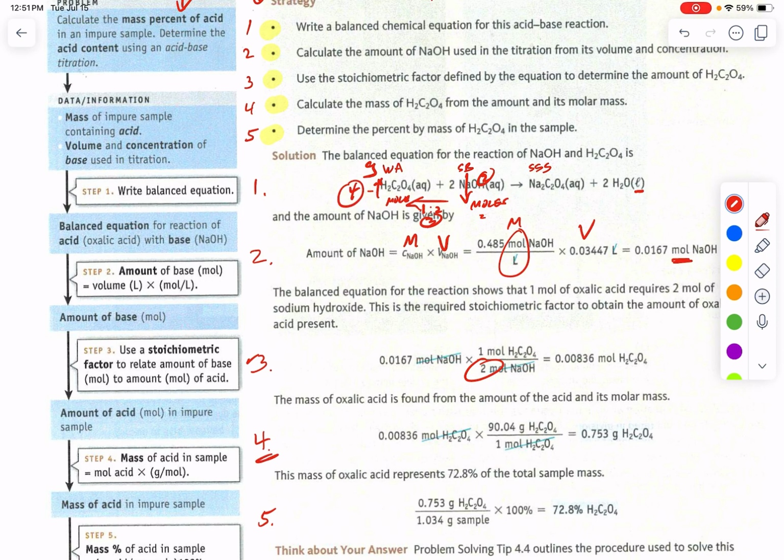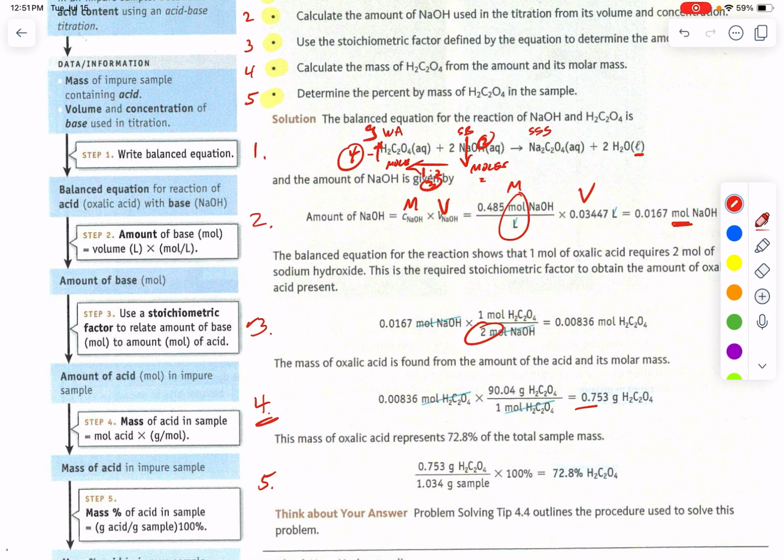And once you have your grams of oxalic acid, you can divide it by the impure amount given to you in the problem. So we have impurities in our oxalic acid. The sodium hydroxide only reacts with the oxalic acid. And so we can calculate our percentage of purity of oxalic acid in this sample by dividing the pure by the overall sample. And now we found the purity of oxalic acid.